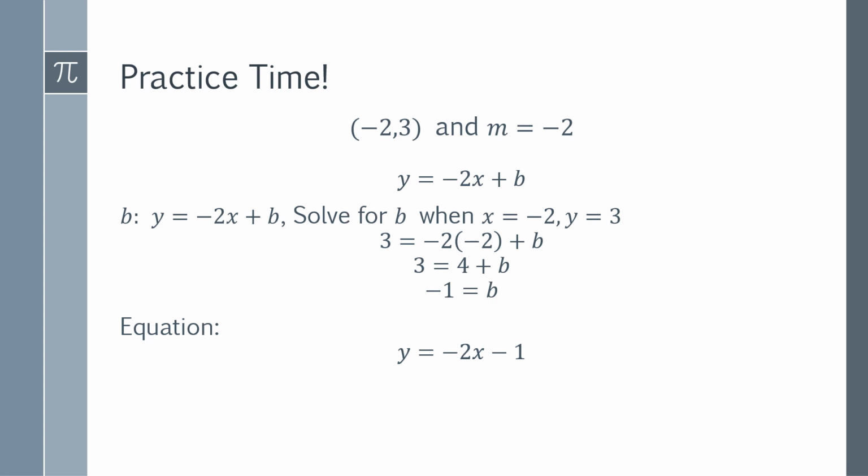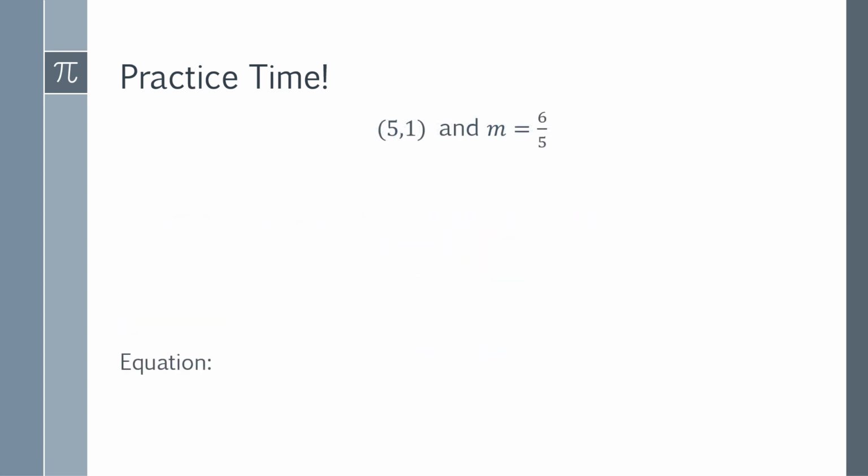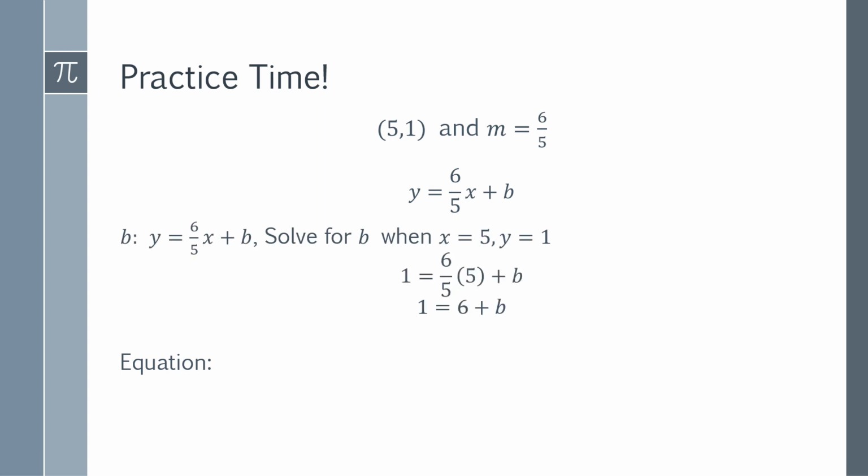Let's try one more. Pause the video, come up with the equation, come back and see if you're right. So here we have the line through the point (5, 1) with slope 6/5. So we're going to substitute 6/5 in for slope, and then we're going to substitute 5 for x and 1 for y, and solve for b. And when we do that, we get b is -5. So our equation is y is equal to 6/5 x minus 5.